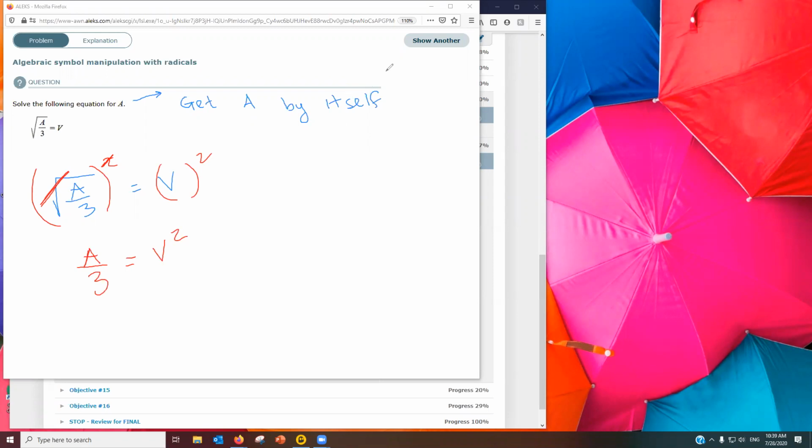One more step, because I want to get A by itself, I want to get rid of this division by 3. So I'm going to multiply by 3. Of course, I have to do that on both sides. Here on the left side, 3 on top and 3 on bottom cancel out. So I'm left with A equals 3B squared. All right, so in this example, because we wanted to get rid of the square root, we ended up squaring both sides of the equation.